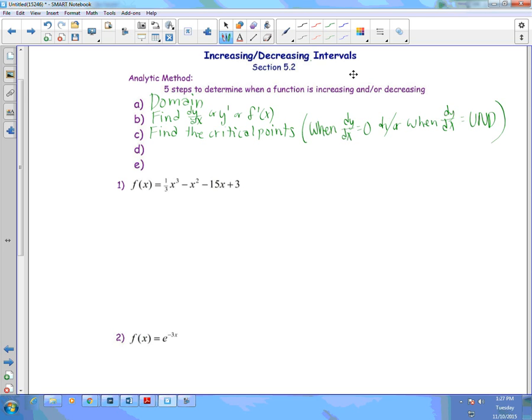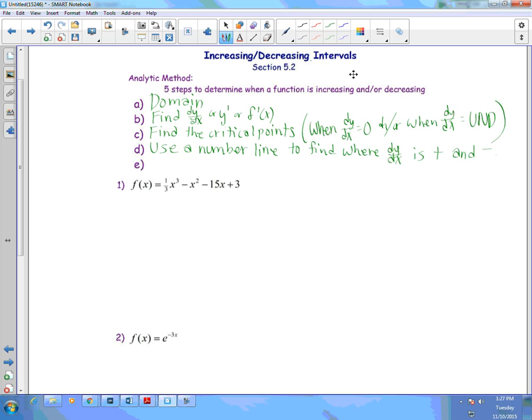Okay, then we're going to use a number line. Step D, use a number line to find where dy dx is positive and negative. We just use plus and minuses.